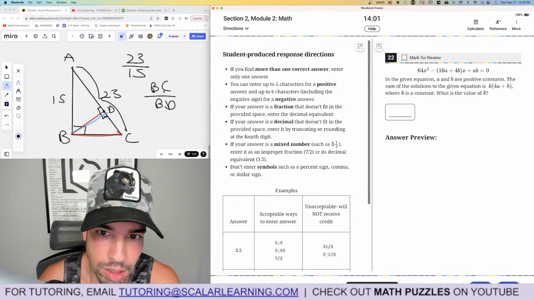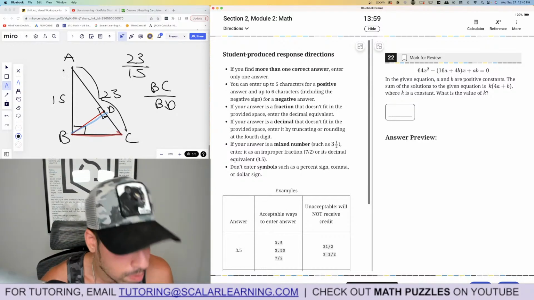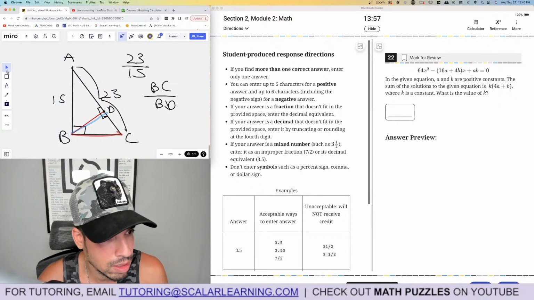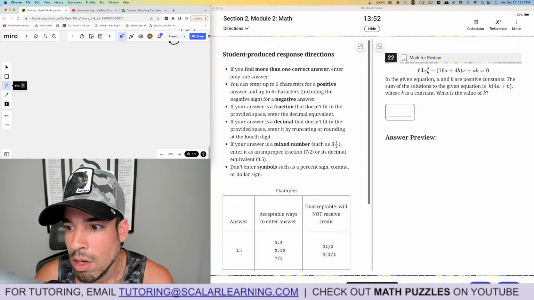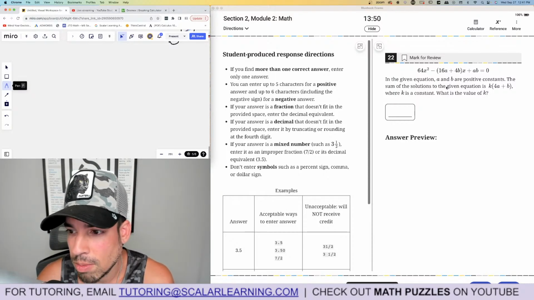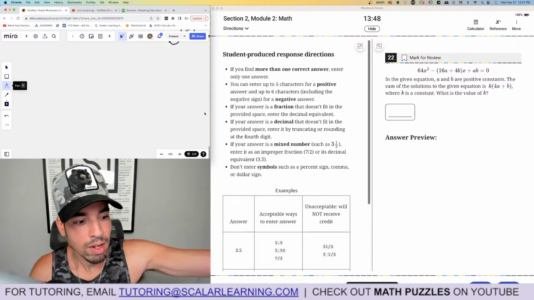And 22, I think this is the last one, right? Yeah, this is it. All right, we got plenty of time. Even if it's really hard, we should be good to go with 14 minutes. In the given equation, A and B are positive constants. The sum of the solutions to the given... Okay, stop. Sum of solutions.